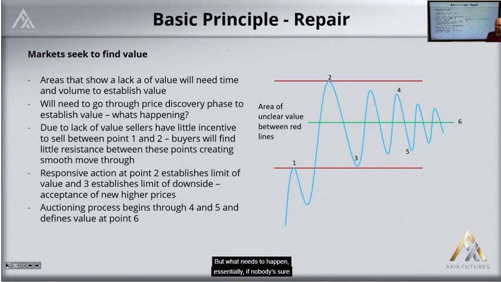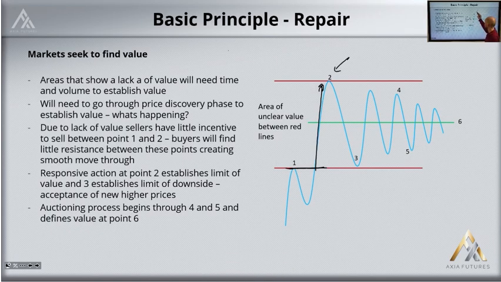But what needs to happen, essentially, if nobody's sure where value is, sellers are going to try and sell at the highest prices. If they were happy to sell down here, great. But once they realise that there are sufficient buyers to overwhelm the sellers here, sellers are just going to step out of the way. Because if you don't know where value is in here, how do you decide what price to sell at? So as the market moves up, sellers are going to get out of the way until you get a situation where people feel it's moved far enough that they can now have a go at selling. Point two.